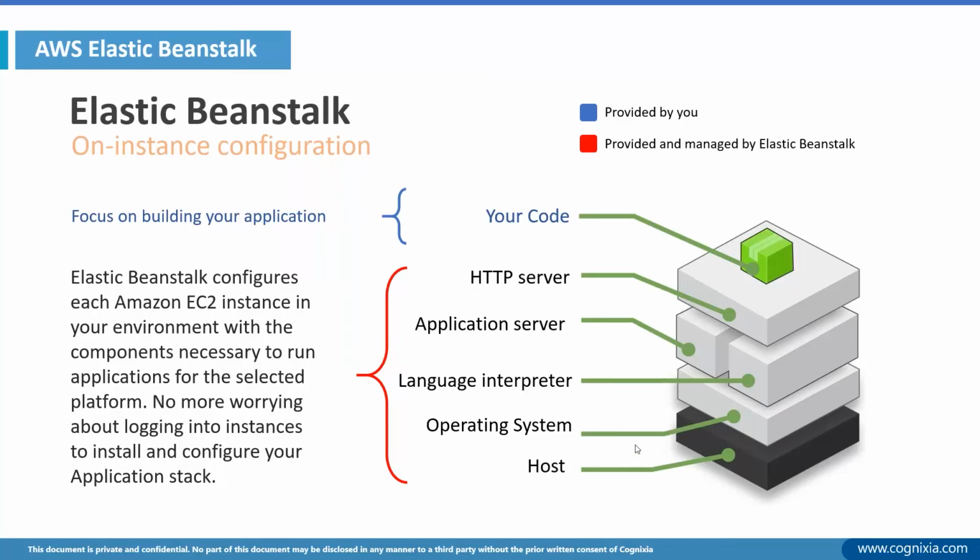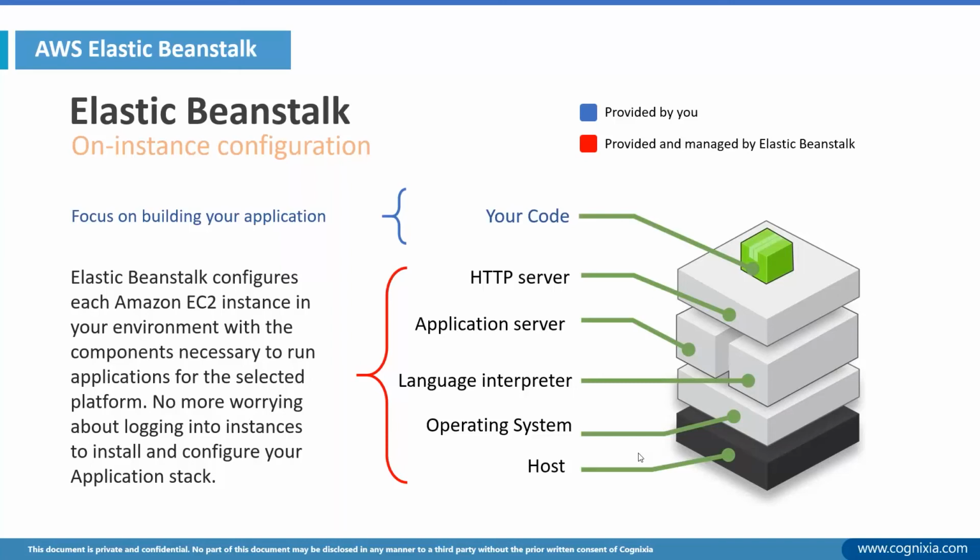Elastic Beanstalk creates a machine for you with a specified operating system which is required to run the code, and it will install the language interpreter within this machine. It will provide the application server as well as the configuration related to HTTP, right? Everything will be managed by Elastic Beanstalk, and on top of this you provide your code to execute on this platform. You can understand Elastic Beanstalk more deeply if we take one example here.